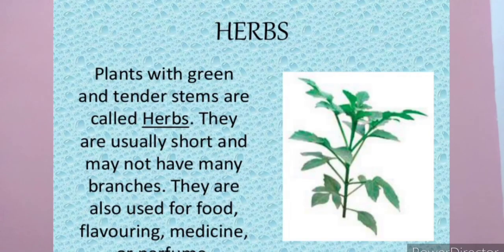So let us start. First thing we are going to see are the herbs, shrubs, trees, or we can say the different kinds of plants or different categories of plants. First we have the herbs. Plants with green and tender stems are called herbs. They are usually short and may not have many branches. They are also used for food flavoring, medicine or perfume.